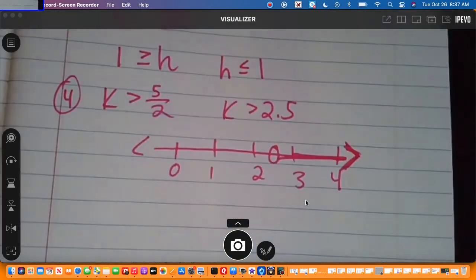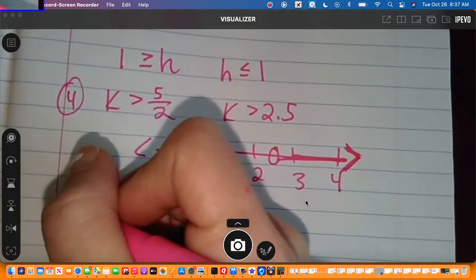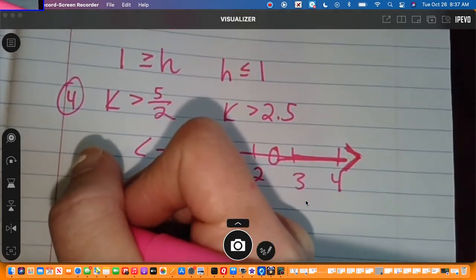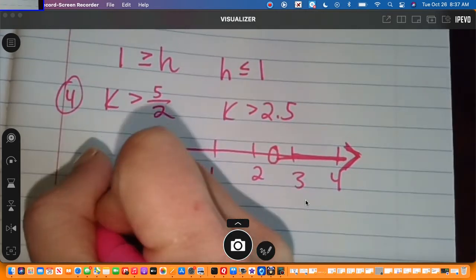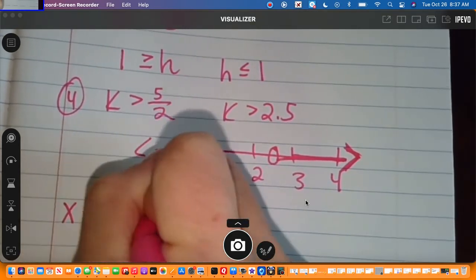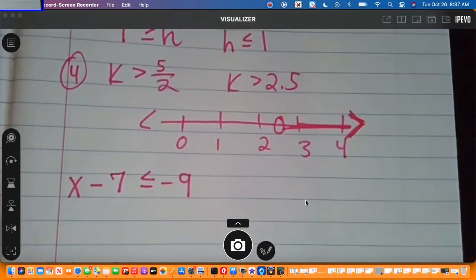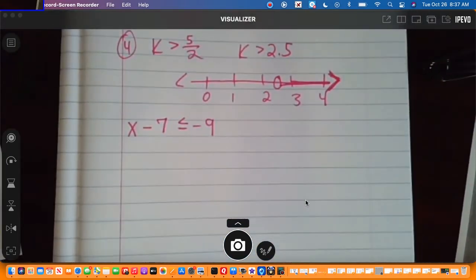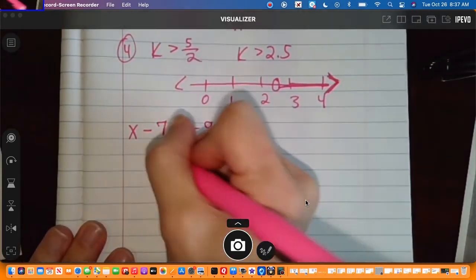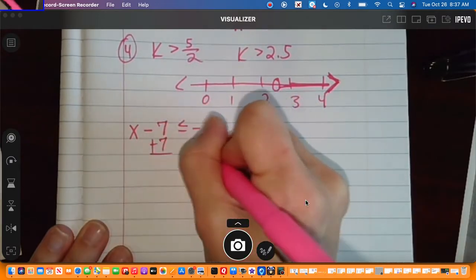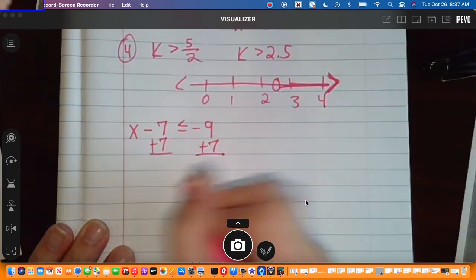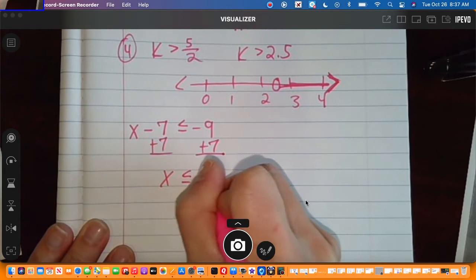Let's keep going. Number 6 says, and 6 and 7, there's only one of those on the test. Okay? Out of 6 and 7. So x minus 7 is less than or equal to -9. How do I solve that? Add 7, add 7. And I add 7. So x is less than or equal to -2.